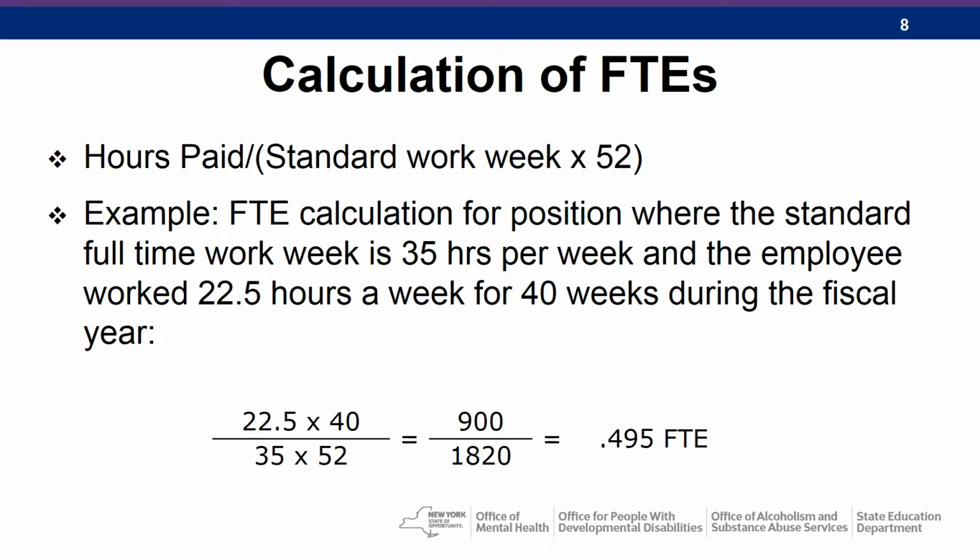Calculation of full-time equivalencies, or FTEs. FTE calculation is the hours paid over the standard work week multiplied by 52, which is the number of weeks in a year. Note the example given on this slide. This example shows the calculation of FTE for position title code 501 Program Director and represents the most complicated calculation, a less than full-time employee who works for less than a full year. The software does all the calculations for you.